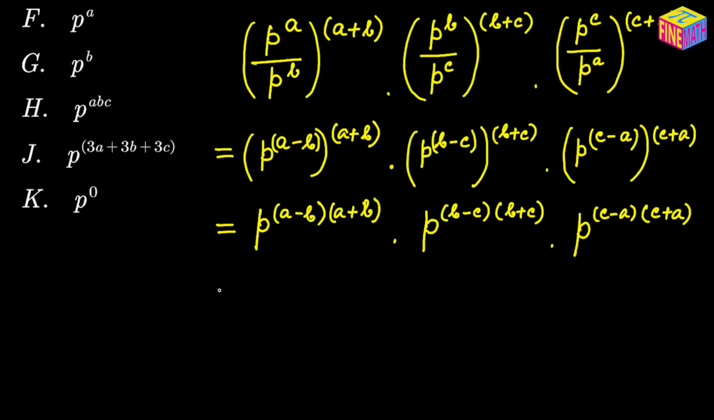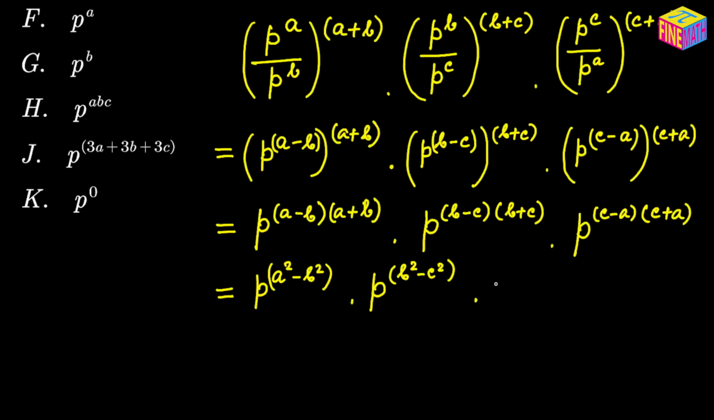And then if you look at each of the factors, the first factor is now looking like p to the power a squared minus b squared, because we know that a plus b times a minus b is equal to a squared minus b squared. That's an algebraic identity. So I'm going to now combine each of these powers. The first one will be p to the power a squared minus b squared, times the second factor, which will become p to the power b squared minus c squared, because b minus c times b plus c gives us b squared minus c squared, and similarly the third factor will become p to the power c squared minus a squared.